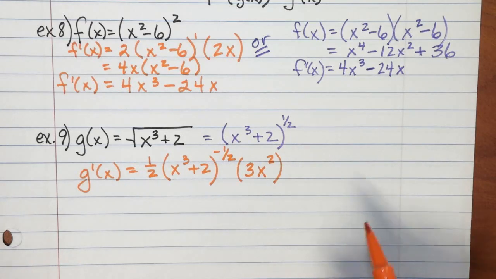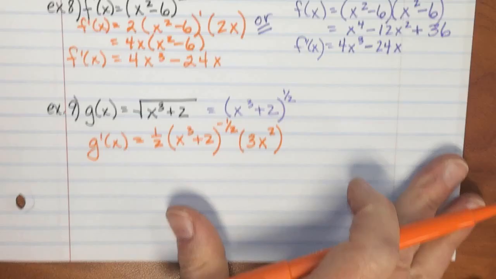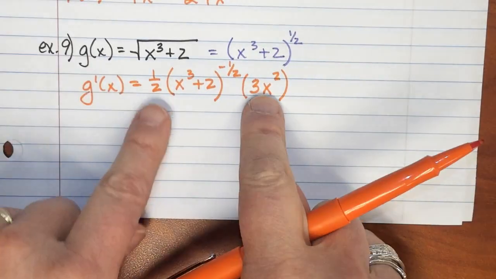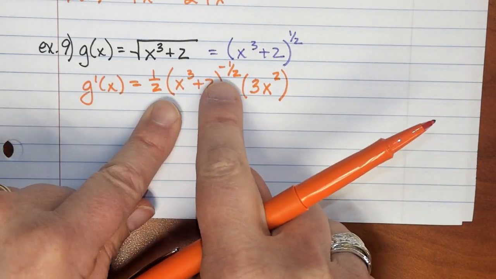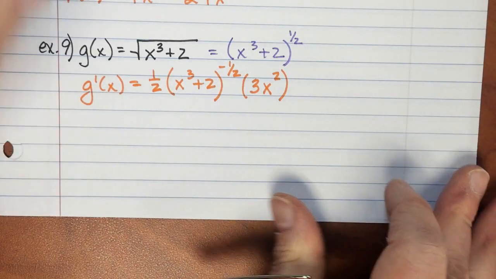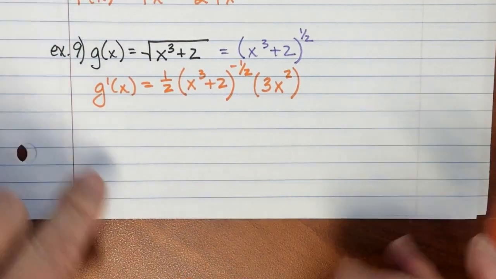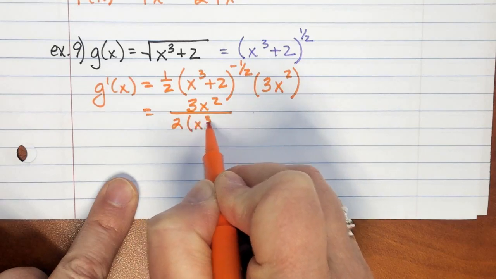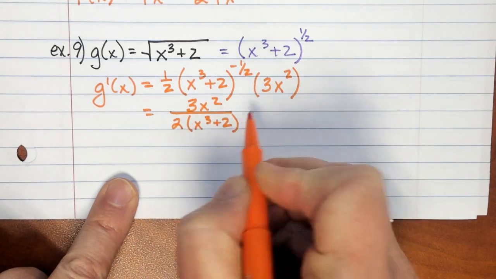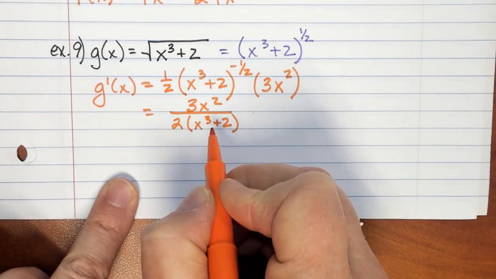Now I need to clean this up. This has 3 times a half, x squared, but this negative 1/2 I'm going to put in the denominator. So we're going to have 3x squared over 2 times (x cubed plus 2) to the 1/2. I'm going to rewrite that, I think with the square root.